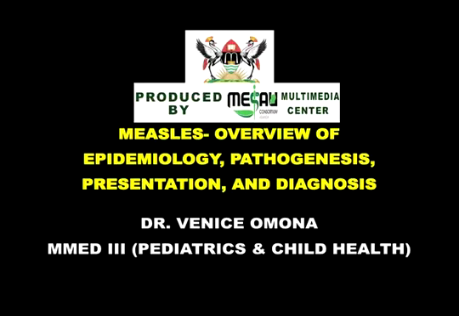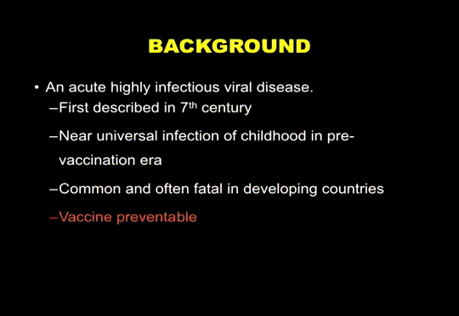So in the background, we know this is an acute, highly infectious viral disease that was first described in the 7th century. Before vaccination, it had a near universal infection, meaning it was found almost everywhere. It's very common and often very fatal, especially in developing countries like ours. And of note is that measles is vaccine preventable.